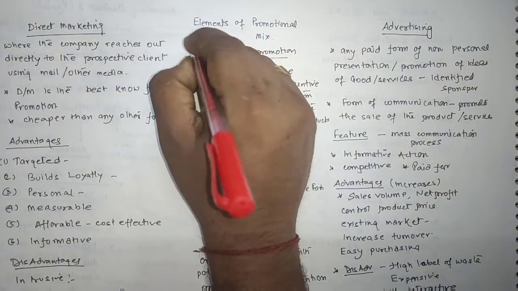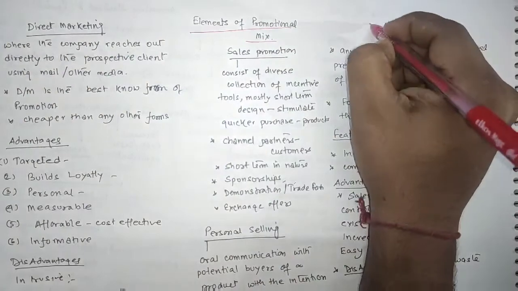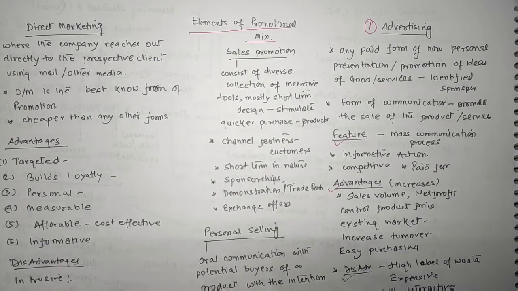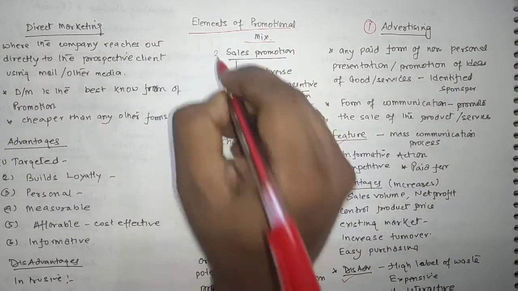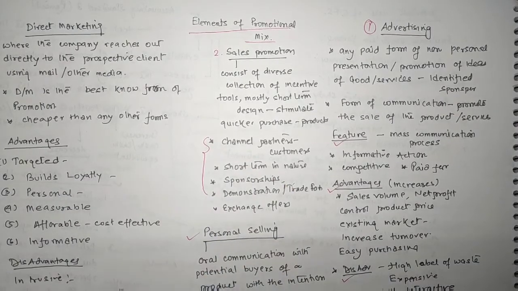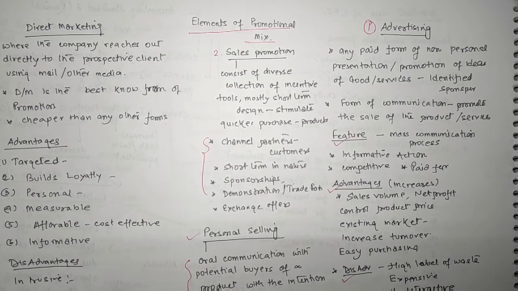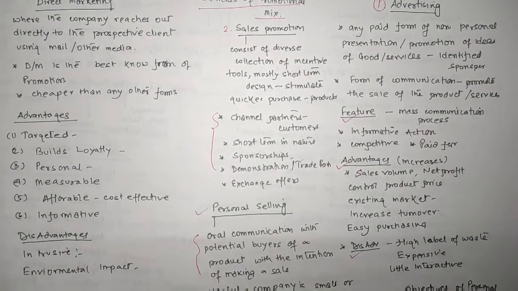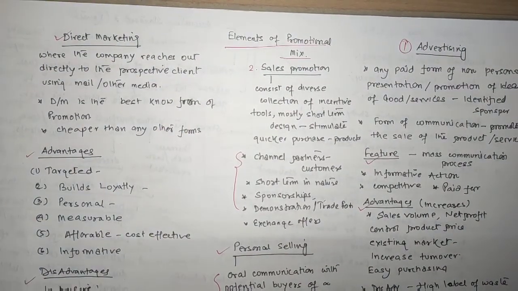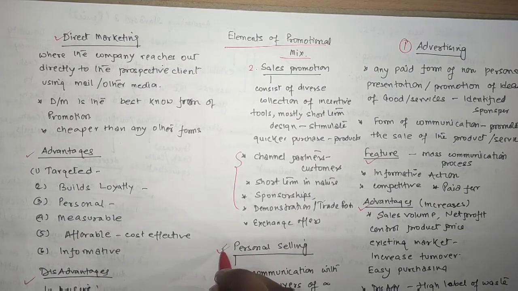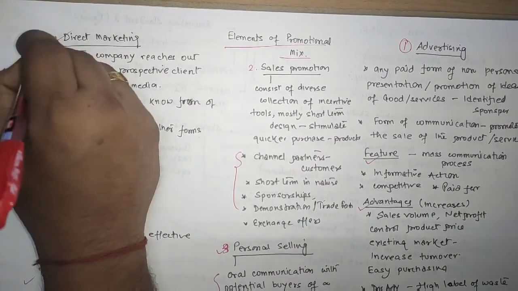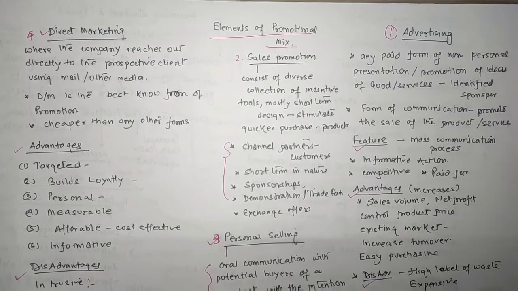So we discussed the elements of promotional mix. Number one, we discussed advertisement: its features, advantages and disadvantages. Secondly, we discussed sales promotion and its features. Then we discussed personal selling, its meaning, features and objectives. Then we discussed direct marketing, its advantages and disadvantages. These are the 4 types of promotional mix elements; there are many more, but we have discussed only these 4 here.